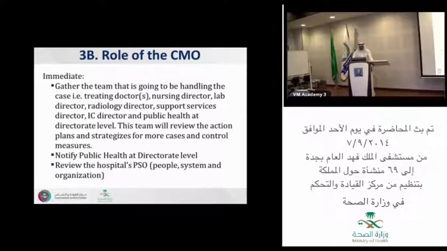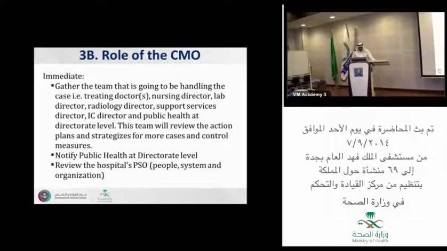Notify the public health directorate level, and as part of our preparation, we visited the other hospital where the patient was, and we found the public health officers were sitting there reviewing the public health issues in the vicinity of the hospital.